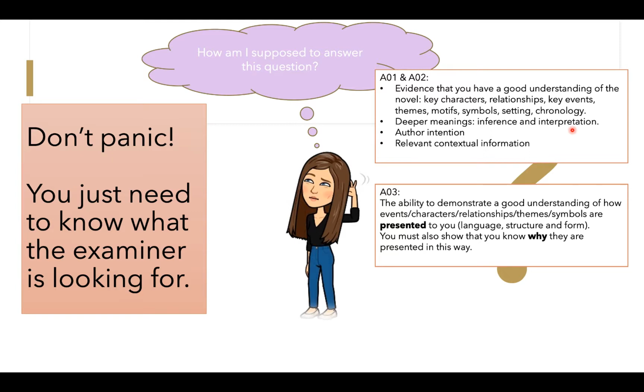AO3, so good understanding of how events, characters, relationships, themes, etc. are presented to you. So this mainly is focused on language, structure and form. Language, remember, is word choice, so any words that are chosen for a particular effect. Now it may be that you don't remember any quotations, so it's very, very difficult for you then to comment on language, but you should be able to at some point comment on a word even that you have remembered.